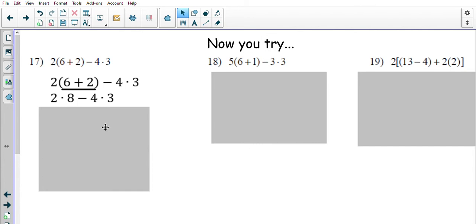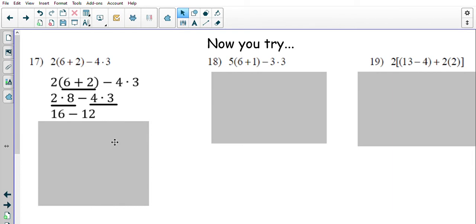So we have 2 times 8 minus 4 times 3. Let's do our multiplication next. And you know what? I'm okay with you doing both sets of multiplication together. 2 times 8, of course, is 16. 4 times 3 is 12. 16 minus 12, of course, gets us a solution of 4. All right, why don't you pause the video right now, give number 18 a try. Once you're ready, restart it and we'll take a look at it.